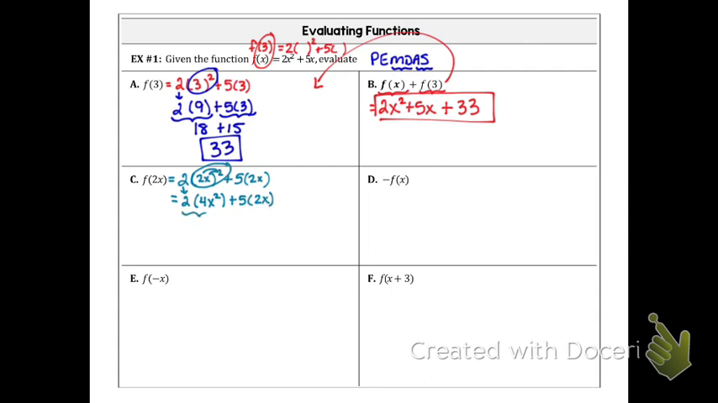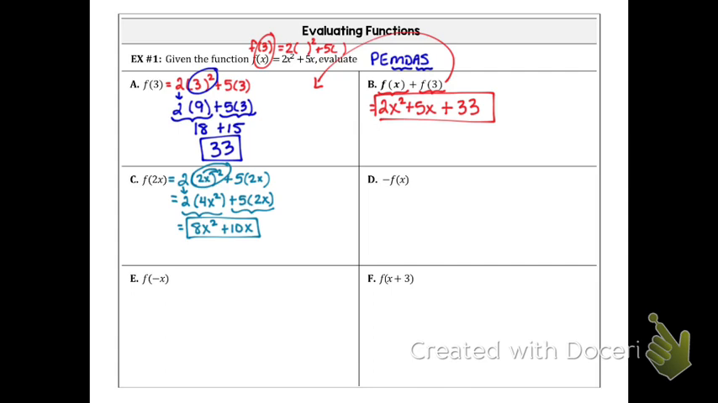We have our multiplication. So 2 times 4x squared is 8x squared. 5 times 2x is a positive 10x. And I can't simplify that any further, so there is my solution. D.